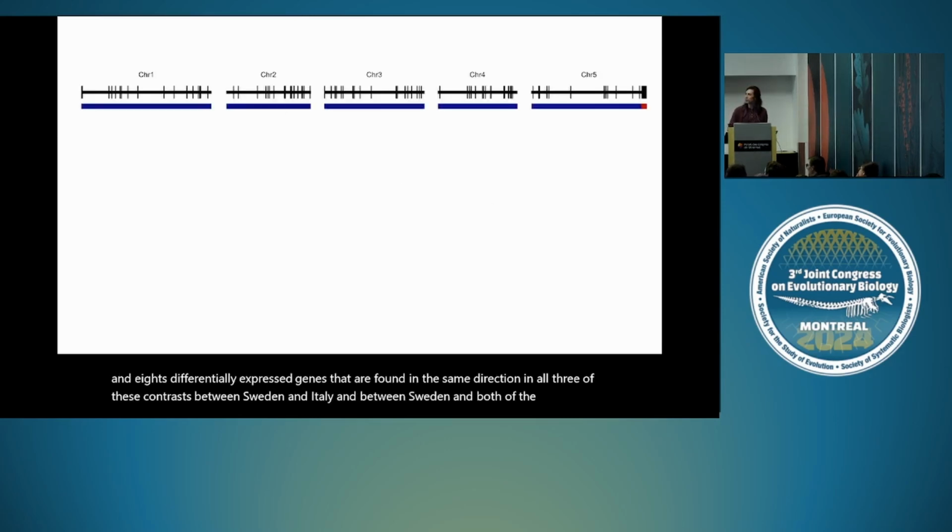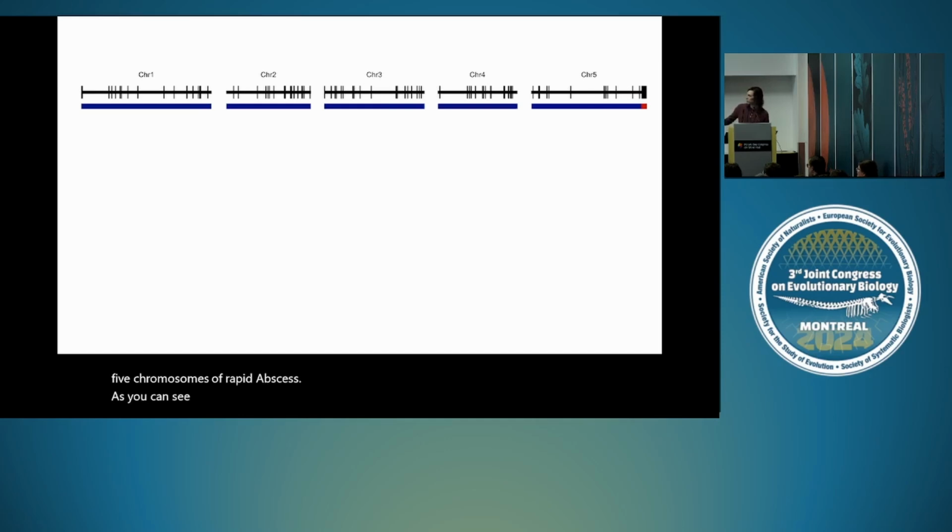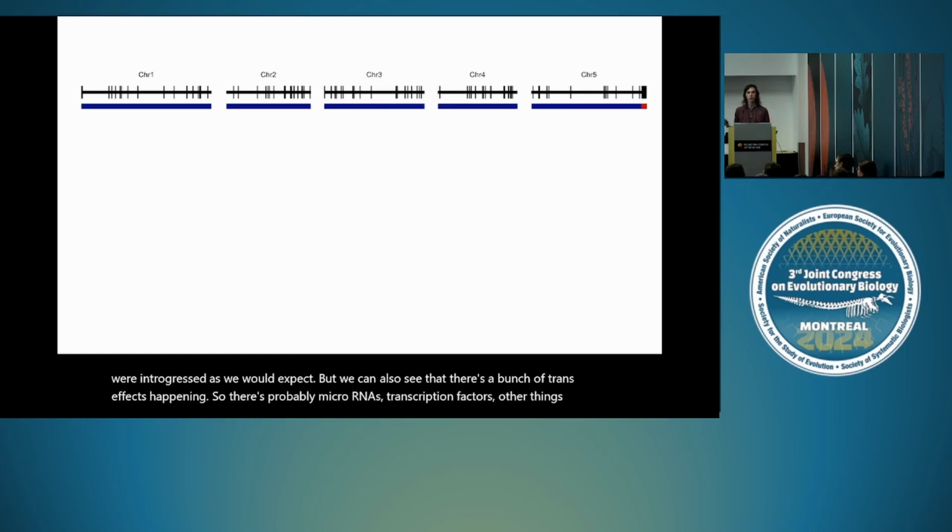This one actually does work, where I'm showing you the locations of those 108 genes across the 5 chromosomes of Arabidopsis. As you can see, we've got a cluster of them right in this overlapping region where the nils were introgressed, as we would expect, but we can also see that there's a bunch of trans effects happening, so there's probably microRNAs, transcription factors, other things that are influencing expression kind of throughout the genome. But ultimately, when we're trying to fine map here, we're only interested in the actual genes in that overlapping region.